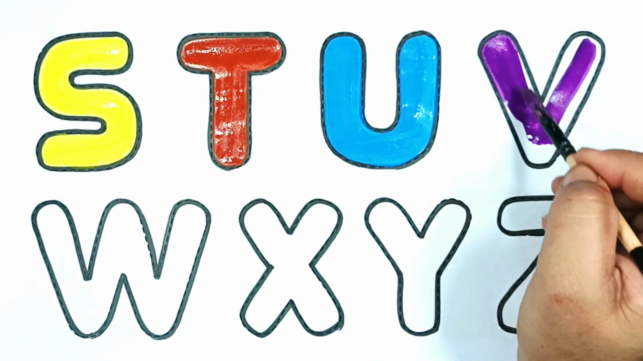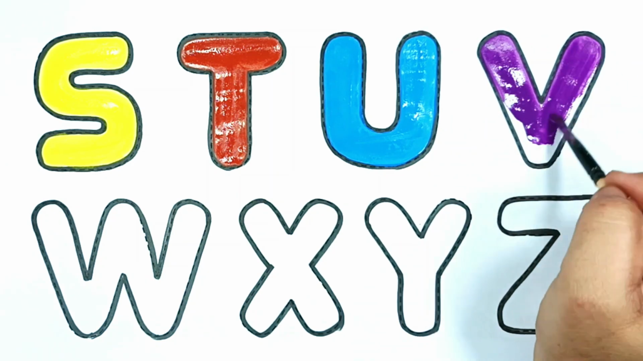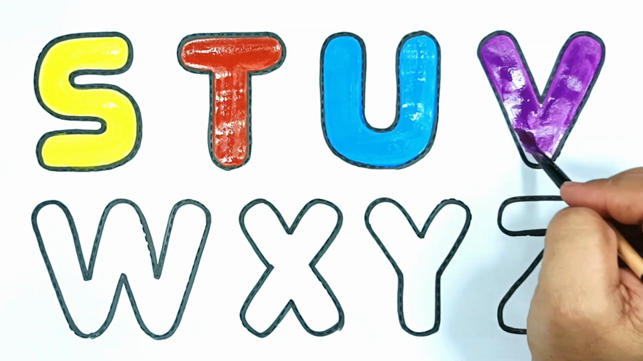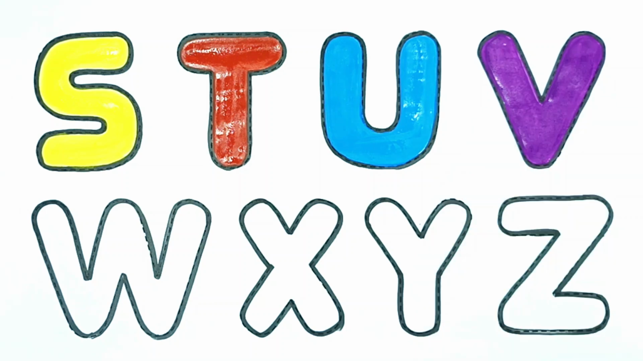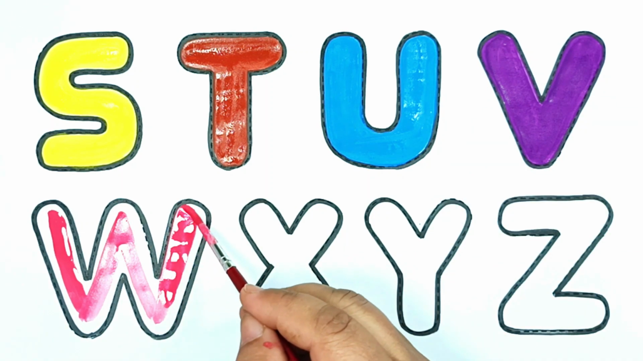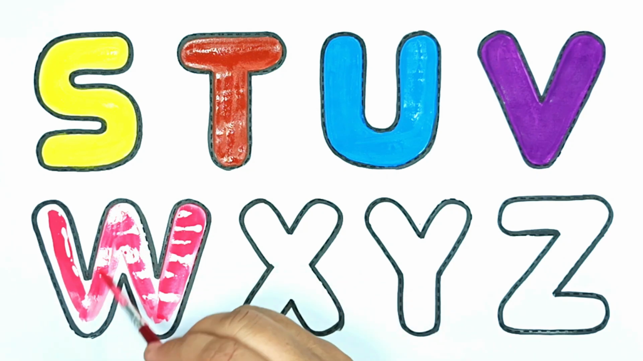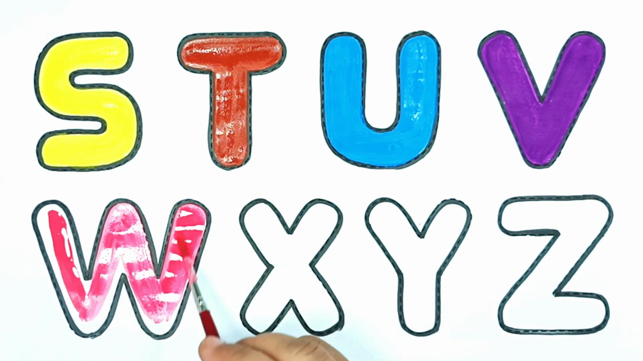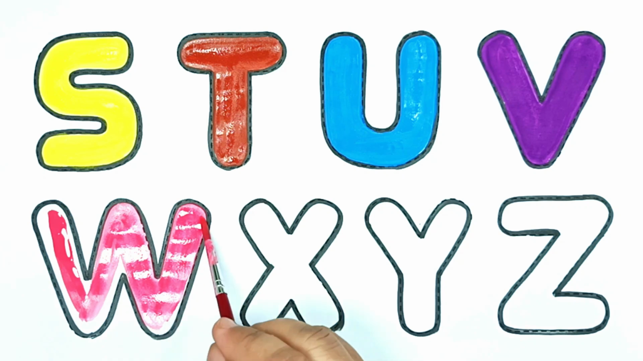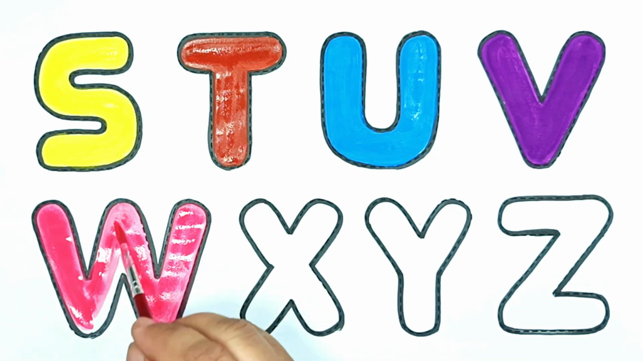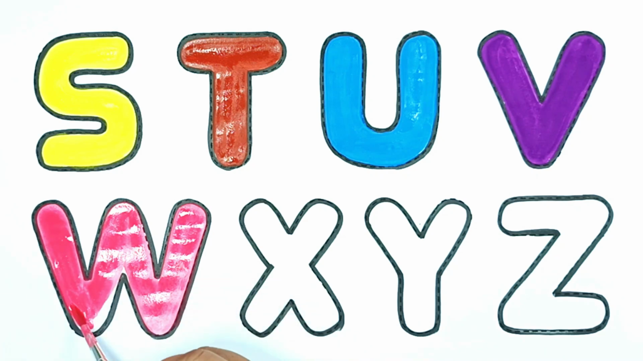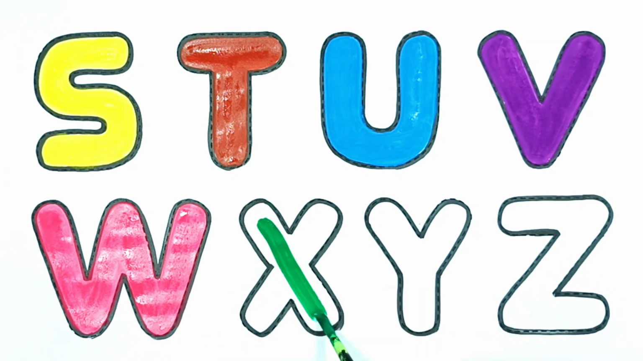V for vacuum. V for violin. V is for vacuum, that keeps the house clean. W for whale. W for watch. W is for wishes, you make every day.